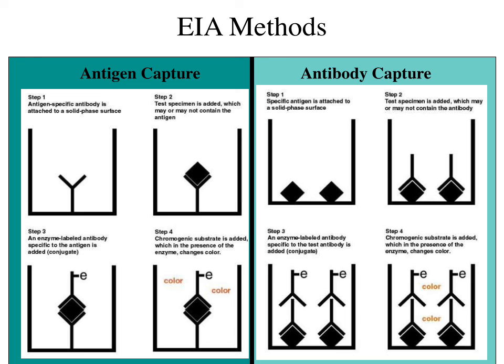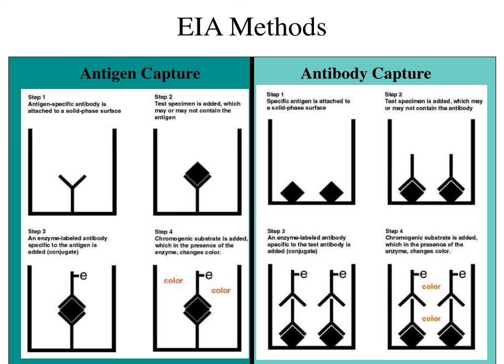Then you follow up in step 3 with your labeled enzyme, which will match to the bound antigen. You do another wash. Then you add your substrate, and if the enzyme has been linked, it will trigger a color change in your substrate, and then you put it on a plate reader.